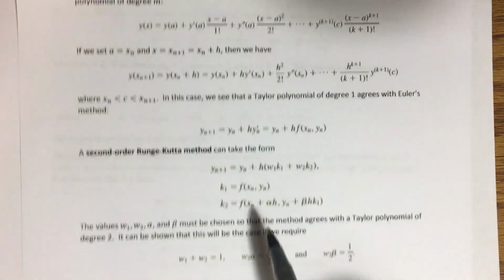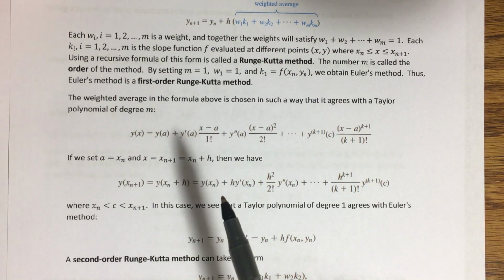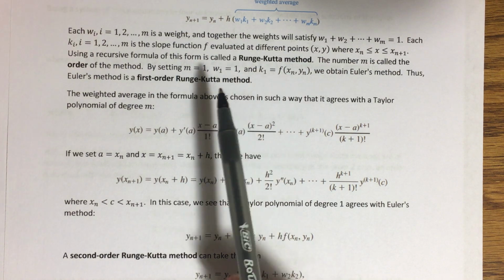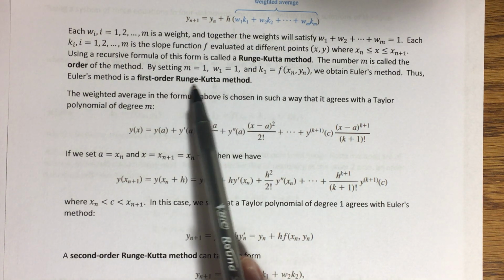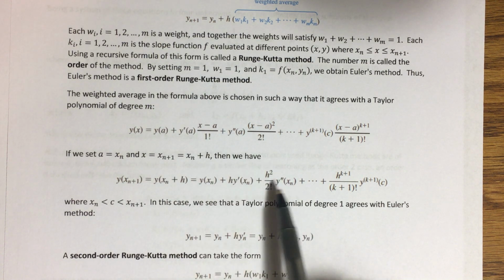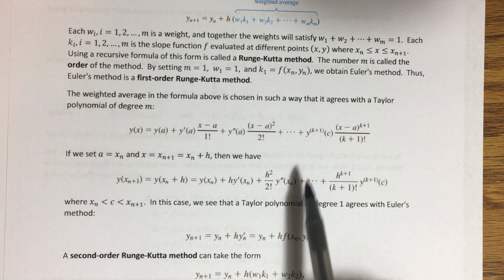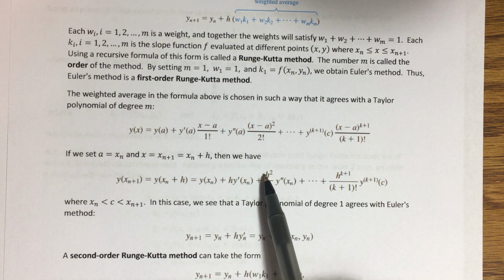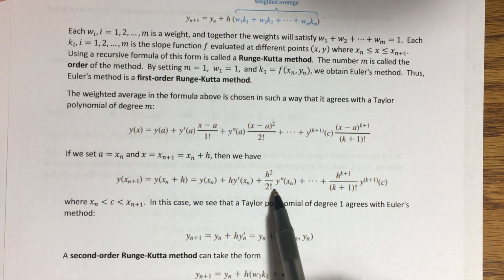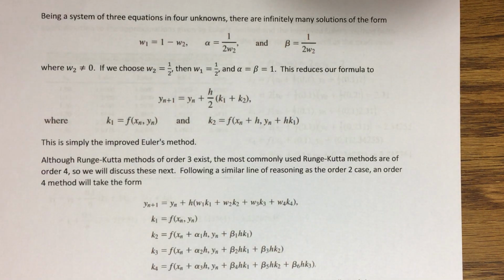Because we've made a connection between the order of a Runge-Kutta method, so let's go back to this first order one, and a Taylor polynomial that has the same degree, right? So the Runge-Kutta method of order 1 will correspond to a Taylor polynomial of degree 1, which means its remainder term, which represents its error, will have an order of h squared. Okay, and we talked about that back when we did error analysis.